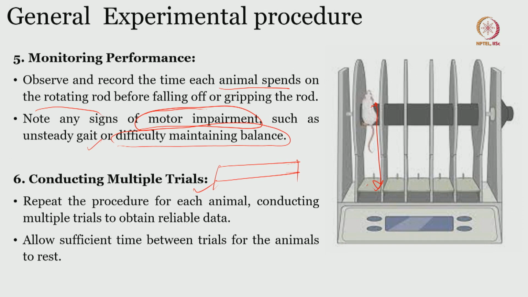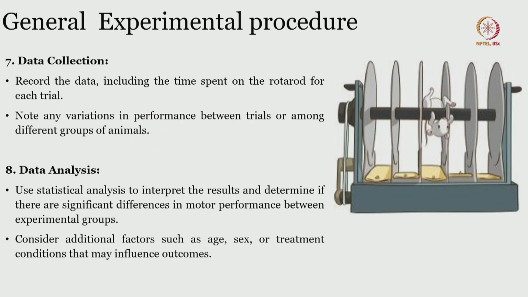You need to allow sufficient time between trials for the animals to rest as well, because fatigue is one component which confounds your results, because fatigue also causes the rat to fall off. Parkinsonism also will cause the rat to fall off from the rotating rod. So, let the animal rest before you subject it to another trial. That is very important.